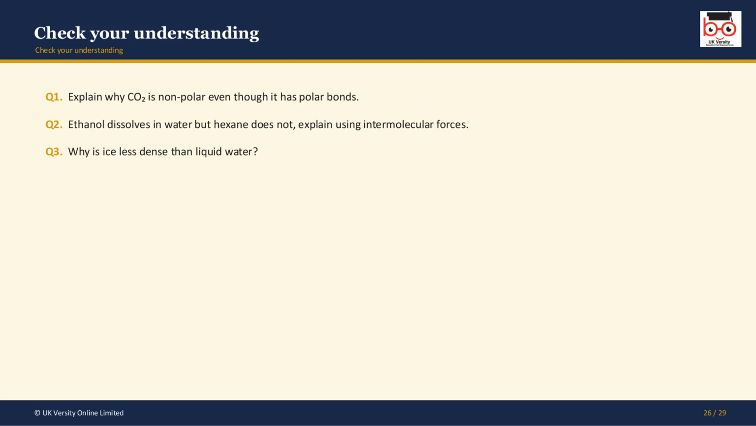A few more to test yourself. First, explain why carbon dioxide is non-polar, even though it has polar bonds. Second, ethanol dissolves in water, but hexane doesn't. Explain that using intermolecular forces. And third, why is ice less dense than liquid water? Work through each before we finish.